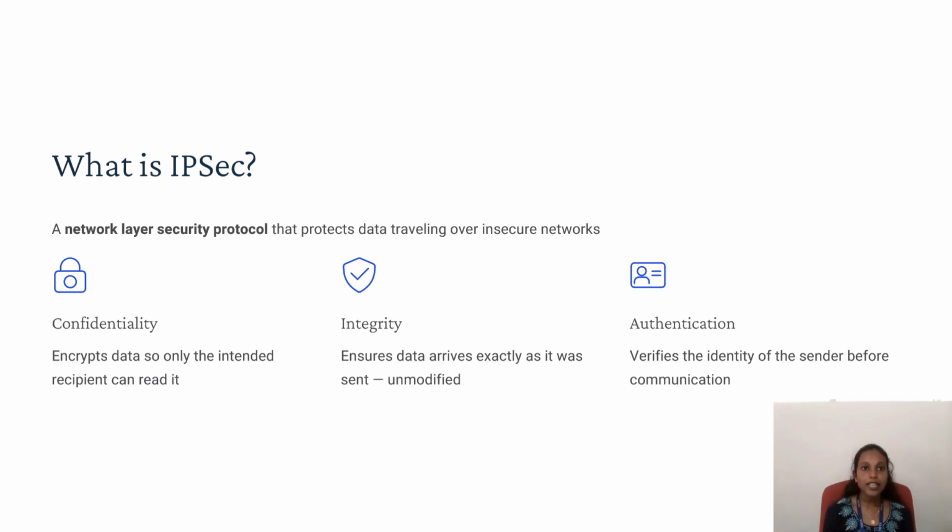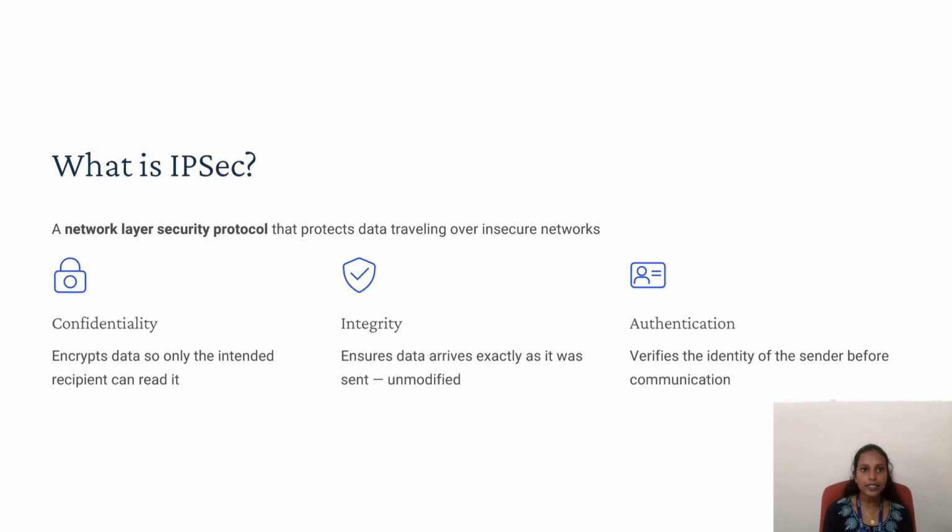The second one is integrity. It ensures that data is not altered during the transmission, implemented using hashing algorithms like SHA. A hash value is generated before sending, recomputed at the receiver side, and if both match, data is intact. Even a single bit change will result in a mismatch.